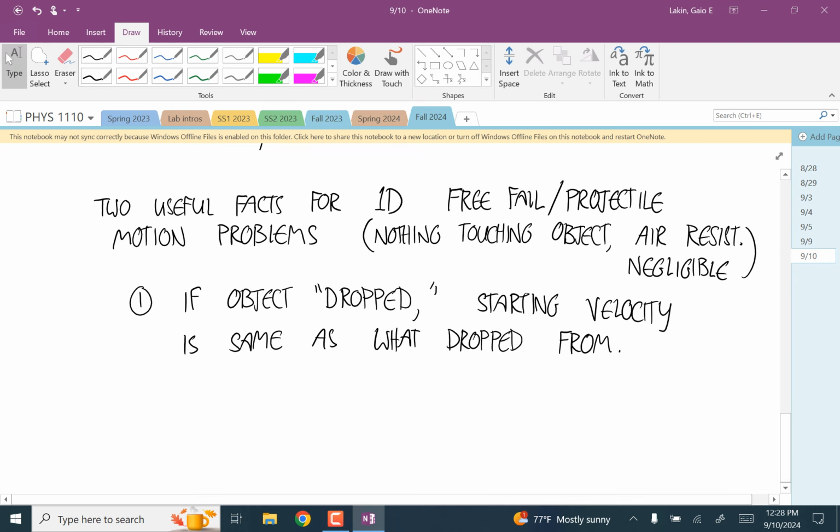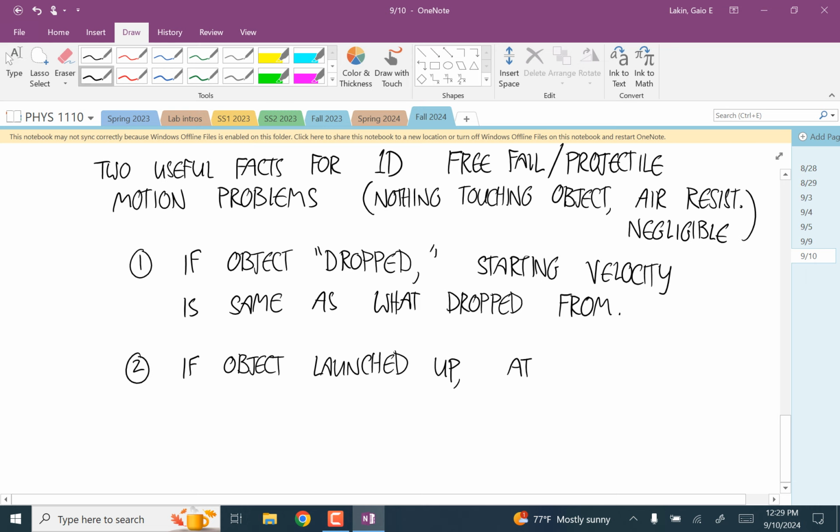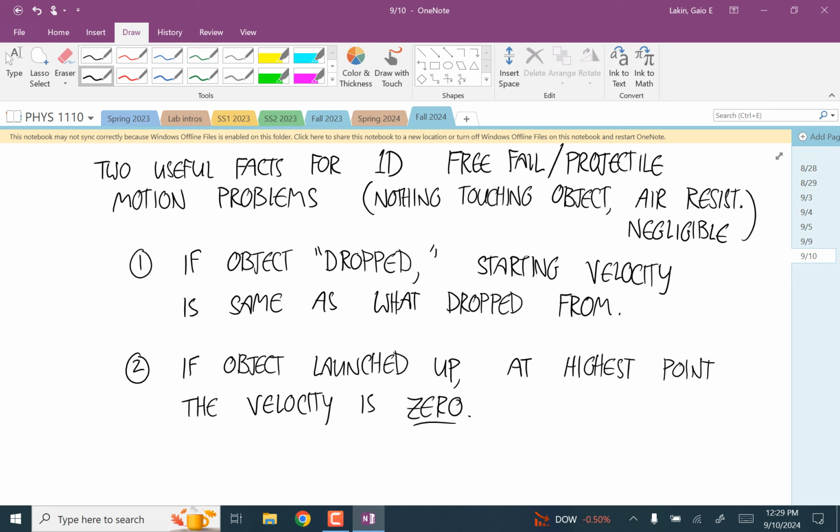Okay. And the second one is if an object is launched up, then you know it's going to reach a highest point at some point before it starts coming back down. And at the highest point in its flight, the velocity is equal to 0. And we're going to use these facts a lot. So if you shoot something up into the air, it starts out with a high-ish velocity, and then it slows down until it reaches 0. And for just that one instant, it has no velocity, it's at rest. And then it starts to speed up back down.